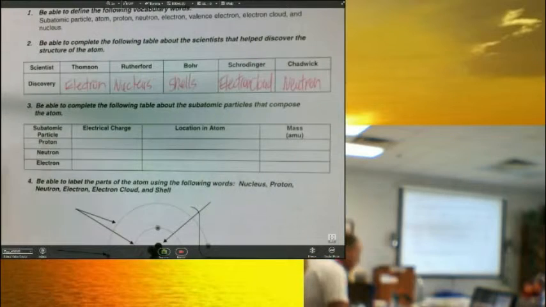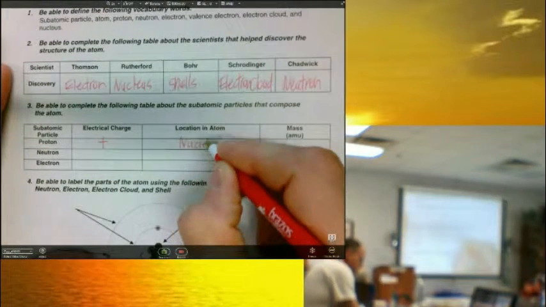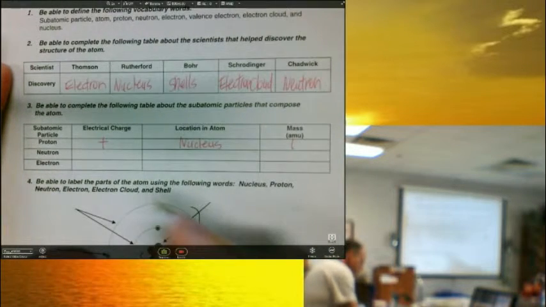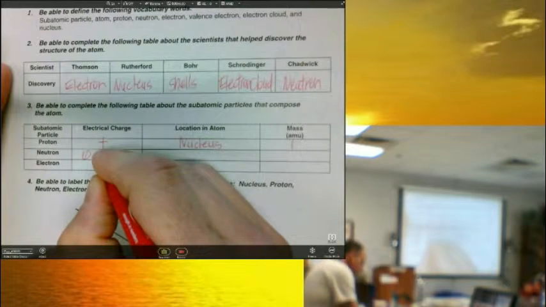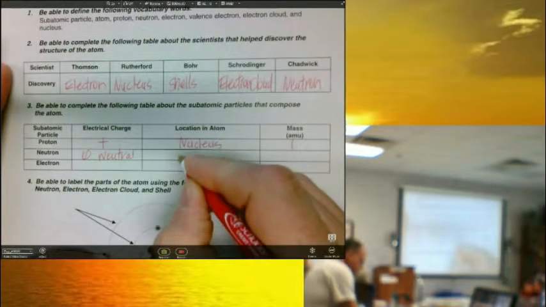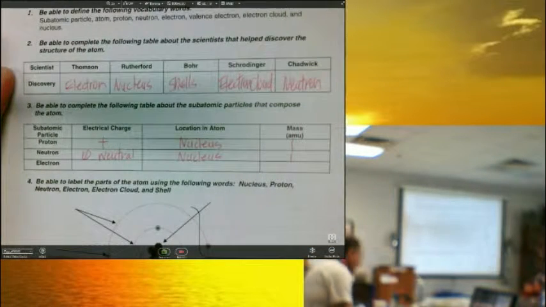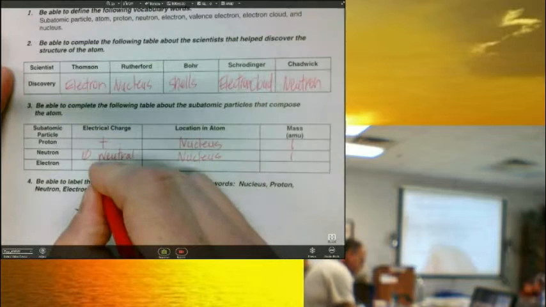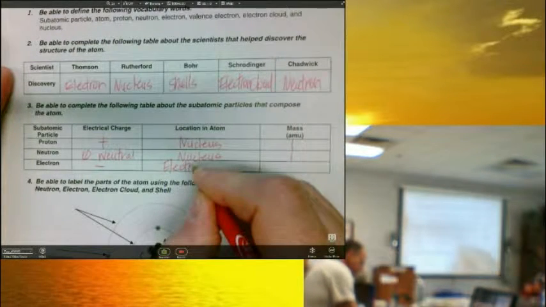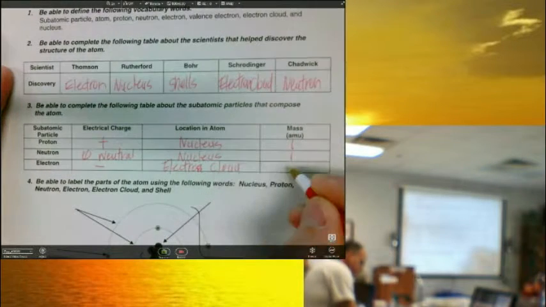Subatomic particles: the proton is positive. It's in the nucleus, and it has a mass of 1. The neutron has no charge, or is neutral. It is in the nucleus, and it has a mass of 1. The electron is negative. It's in the electron cloud, and it has a mass of approximately 0.